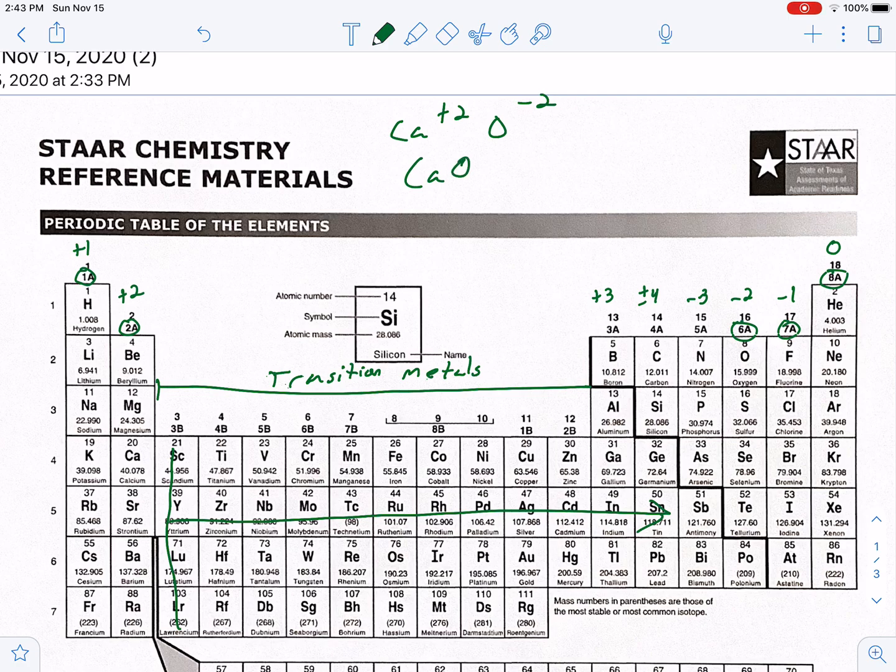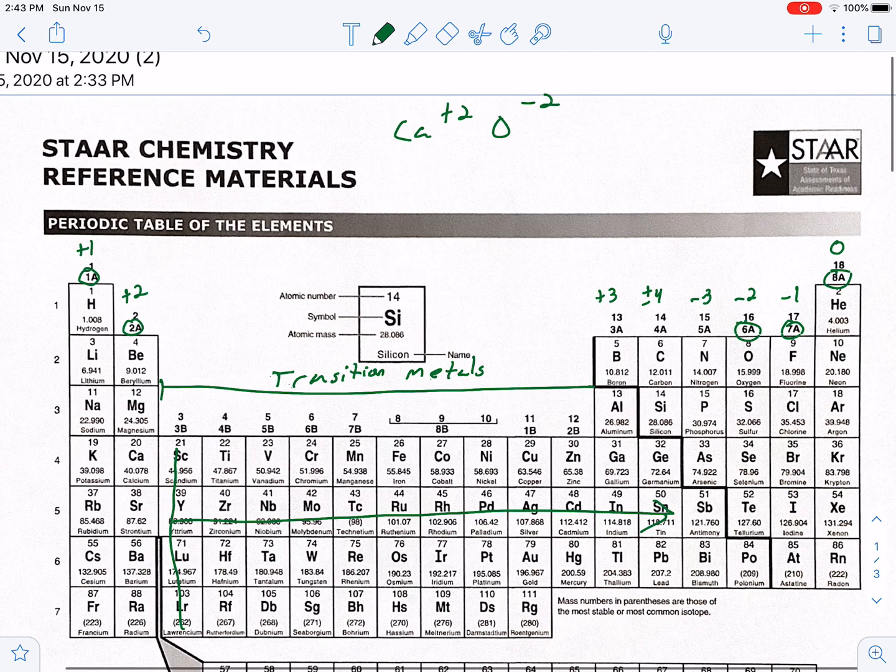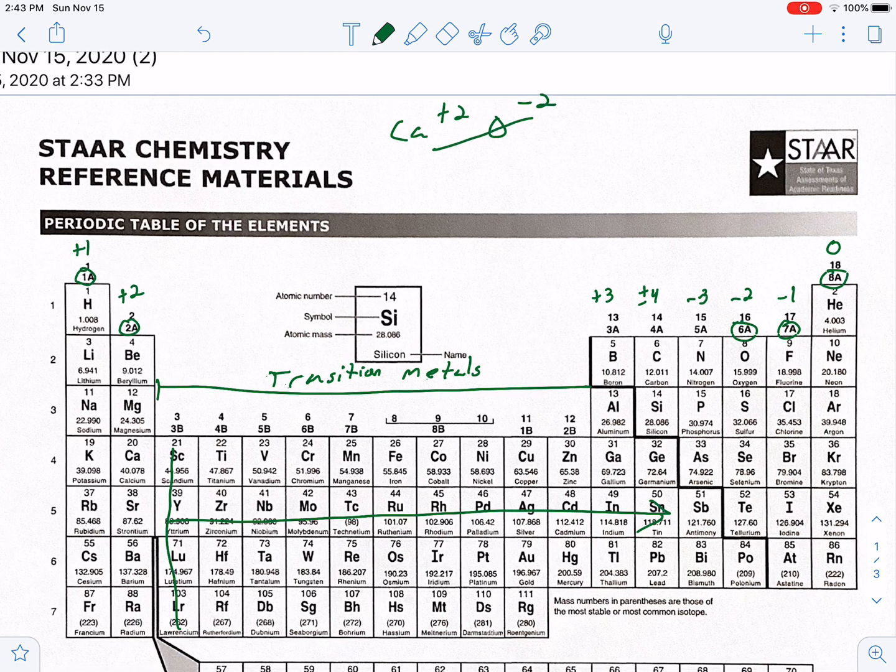Now, we also taught you something called the crisscross method. So the crisscross method helps us in our balancing. So if I did the same thing, so let me erase this real quick. So Ca plus 2, O minus 2. The crisscross method is where you take the number, not the charge. So I would take this 2, bring it down here, and take this 2, bring it down here. And then your answer would be Ca2O2.